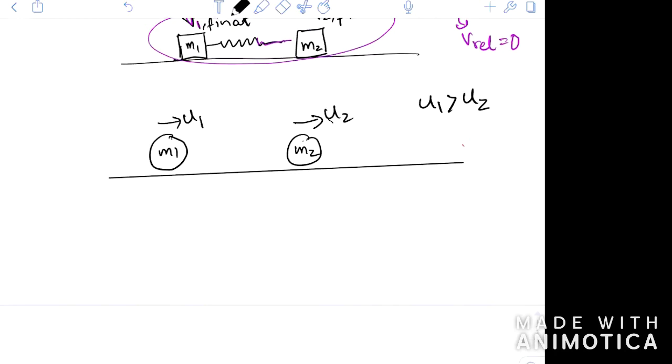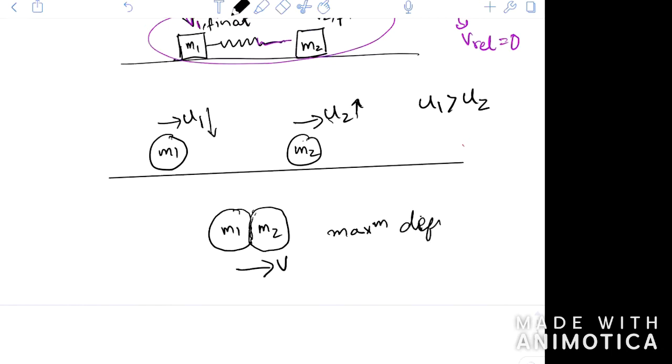Then what will happen? At the time of collision, the balls will deform a little bit. u1 will keep on decreasing and u2 will keep on increasing, and there will come a time when they attain a common velocity, such that m1 and m2 both have the same velocity v. This is the situation of maximum deformation of the balls, similar to maximum compression of the spring there.